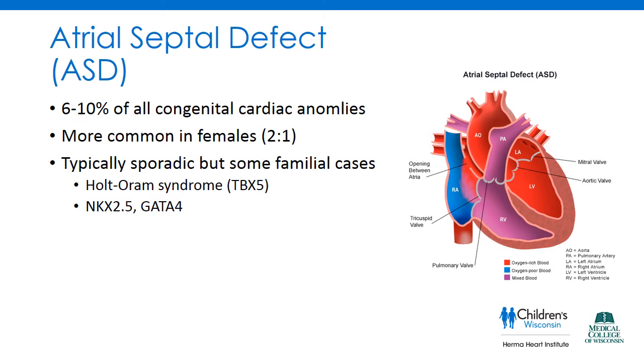The other very common acyanotic lesion is an atrial septal defect, or an ASD. It's 6 to 10% of all congenital cardiac anomalies. It is more common in females with a 2 to 1 predominance. It's typically sporadic, but there are definitely some familial cases reported, especially with Holt-Oram syndrome or genetic lesions on NKX2.5 and GATA4. Not that you guys need to remember those specifically, but I think it's just important to realize that these ASDs can be seen in some familial or hereditary cases.